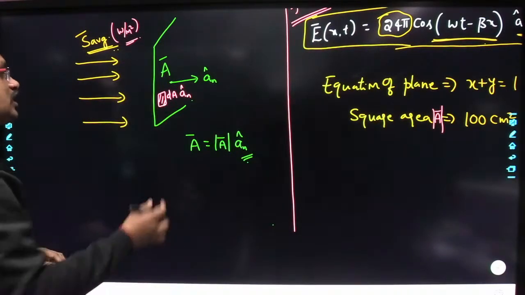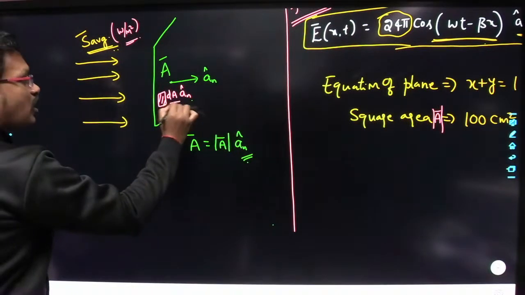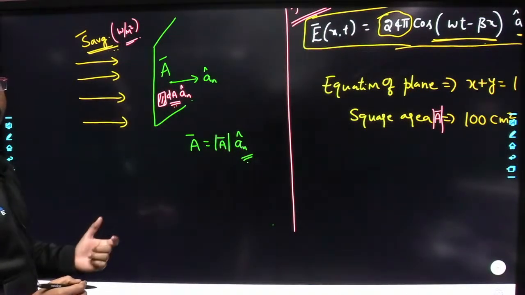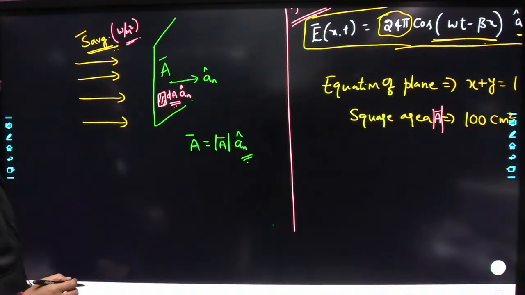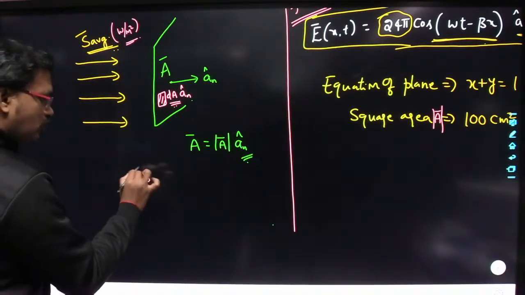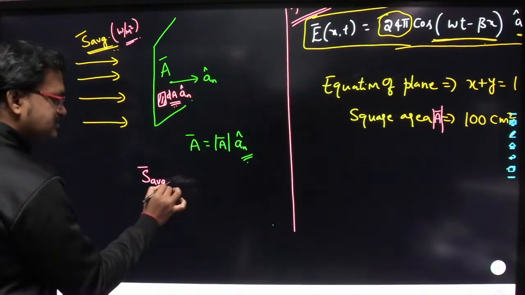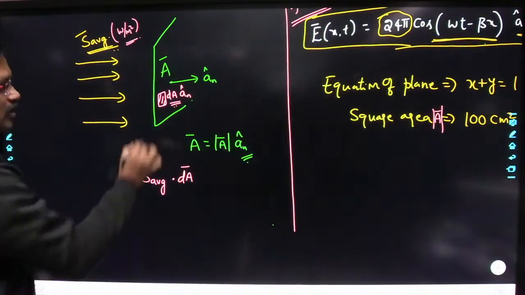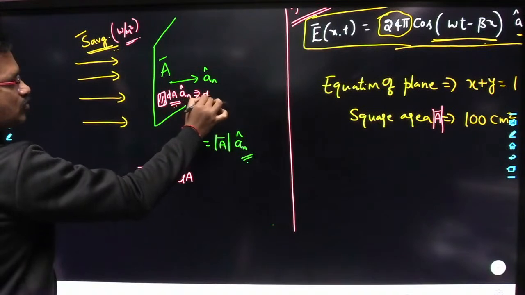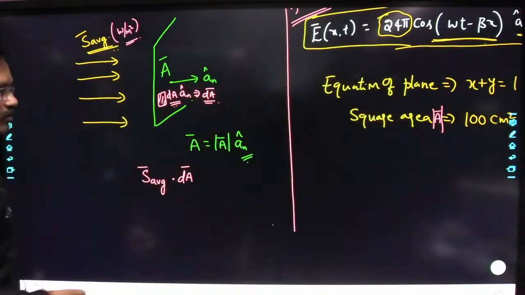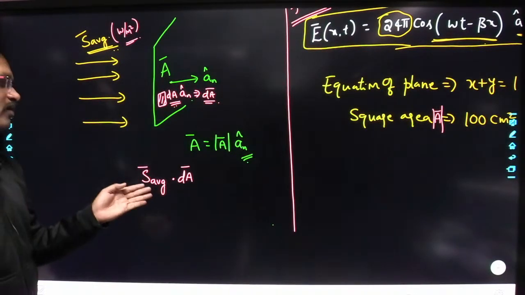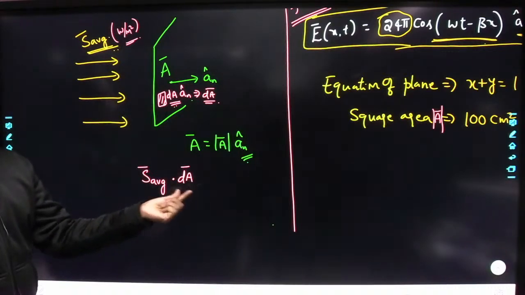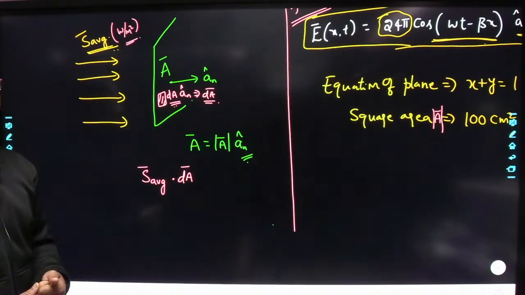Now I want to determine the power flow through this small differential area. How can I determine it? What I have to do is the dot product of S average dot dA bar. So dA into AN cap is nothing but dA bar, which I can represent simply with dA bar. So this is going to give you the power flowing through this small differential area dA bar. Yes or no?